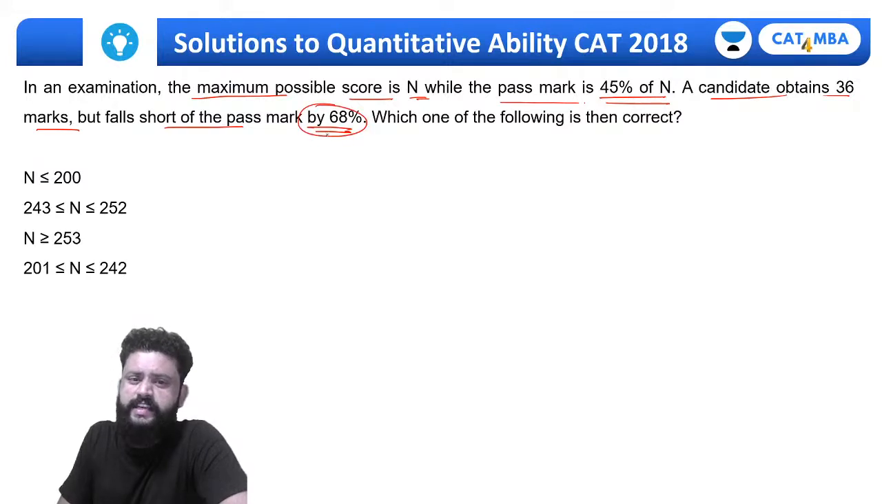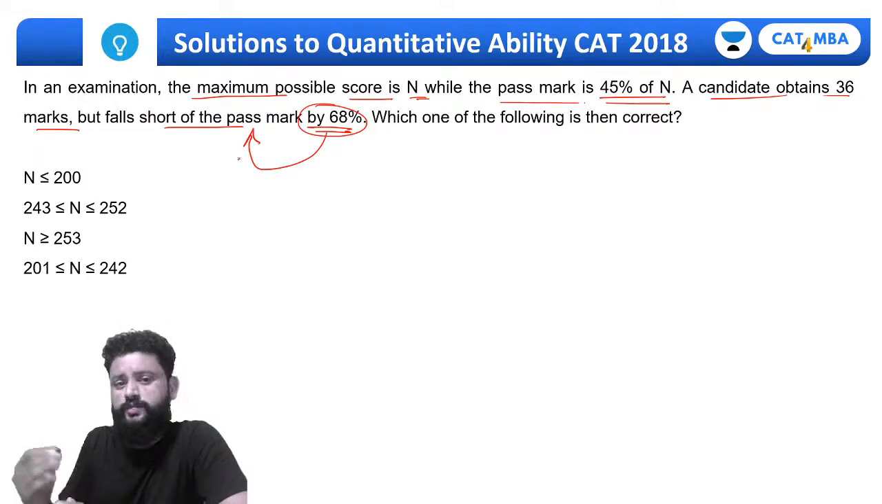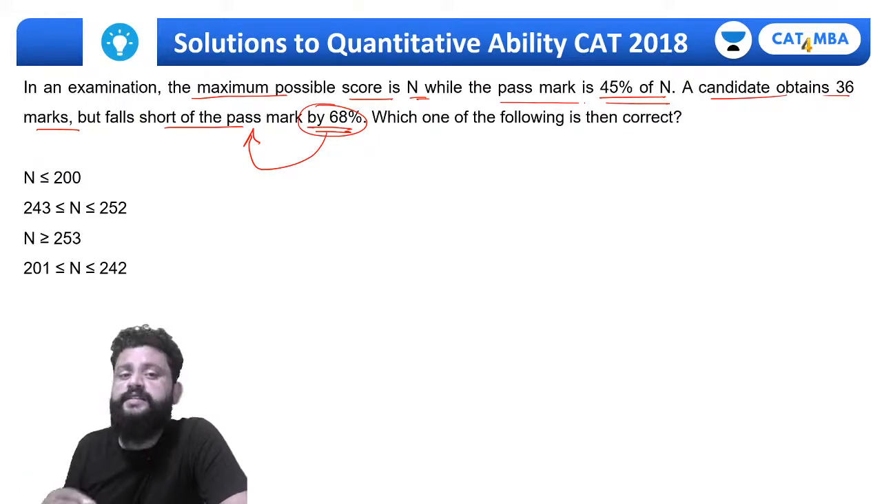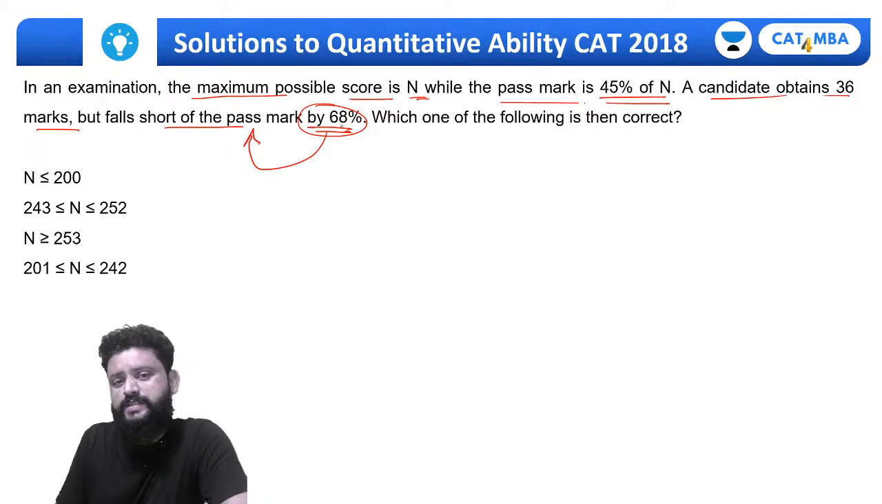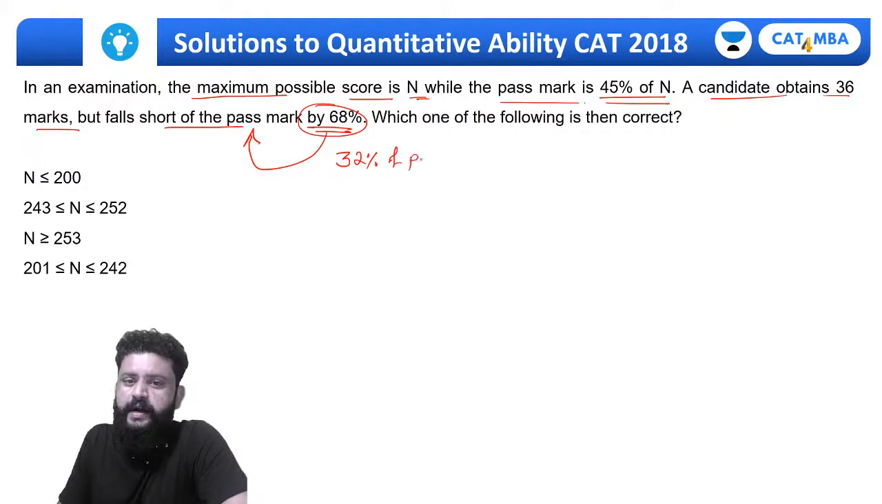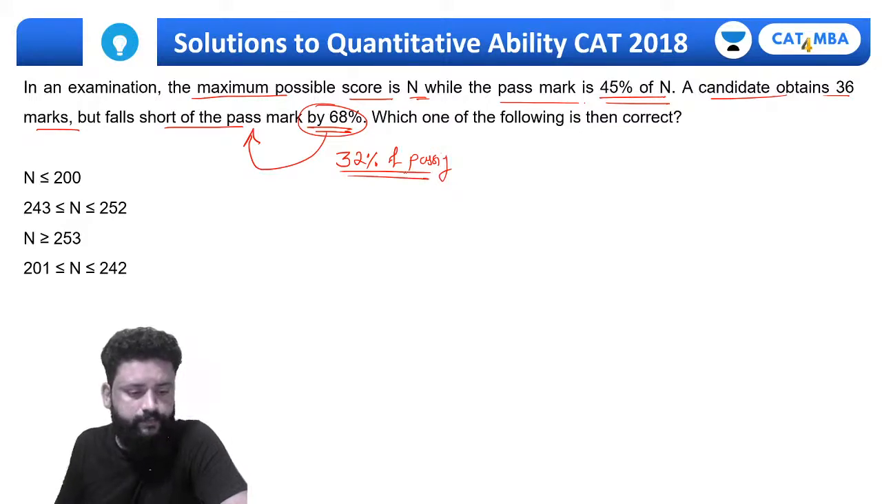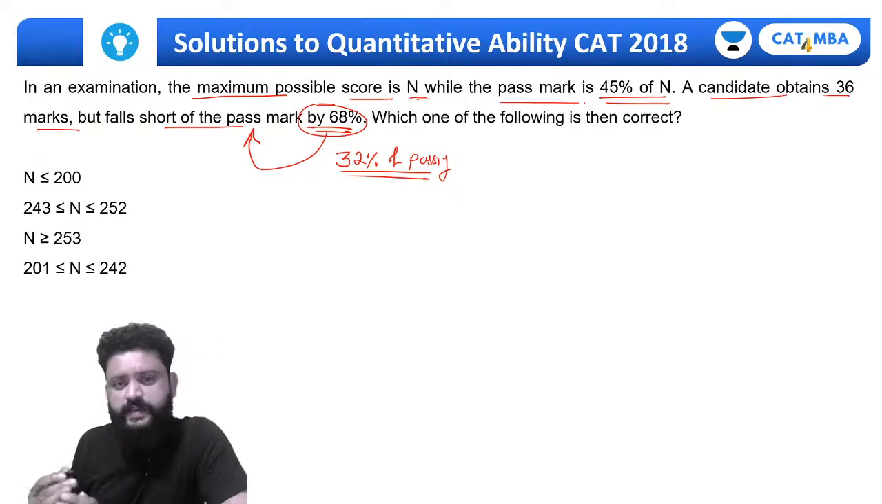Means definitely this is 68% of the passing marks, not of the total marks. Okay, so he is short by 68% of what is needed to pass. Means he just scored 32% of the passing marks. That's what you can say, right? He has scored only 32% of the passing marks.